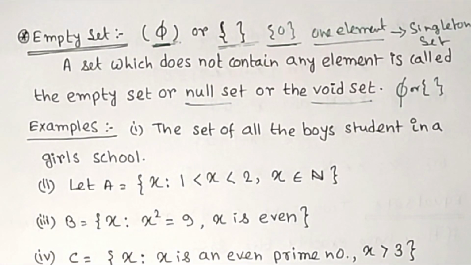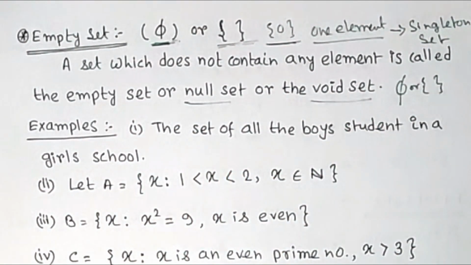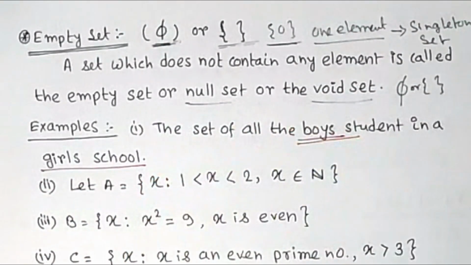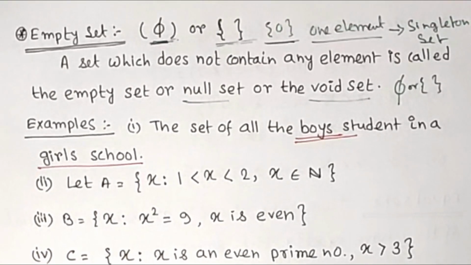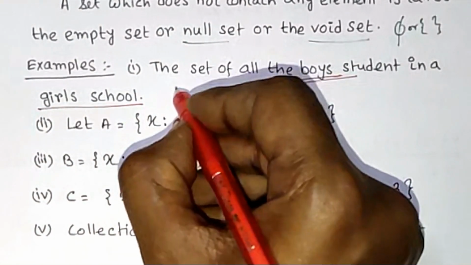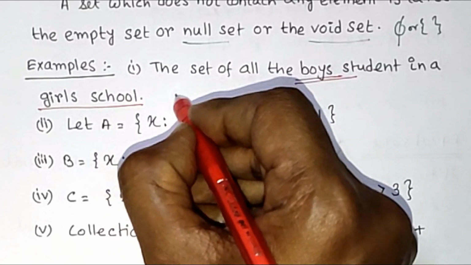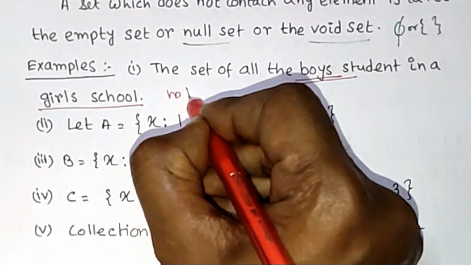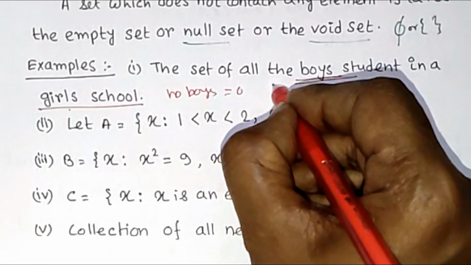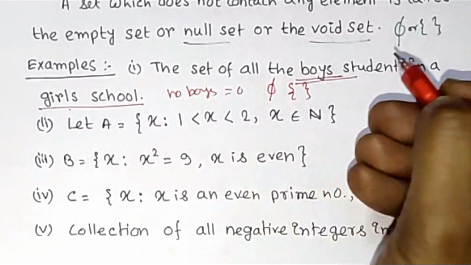The examples of empty sets. Number 1, the set of all the boys in a girls school. So is it possible? We know that a girls school means there are only girl students. So the set of all the boy students in a girls school gives us the empty set. So why empty set? We can't find any boys in a girls school. So the number of boys in that girls school is 0. So here this set is denoted by phi or only the curly brackets.